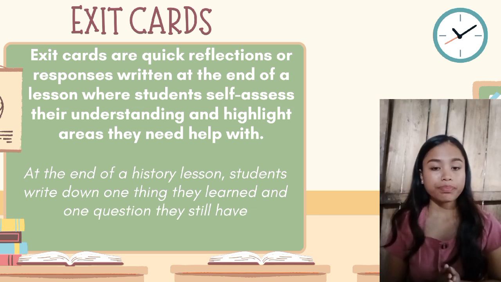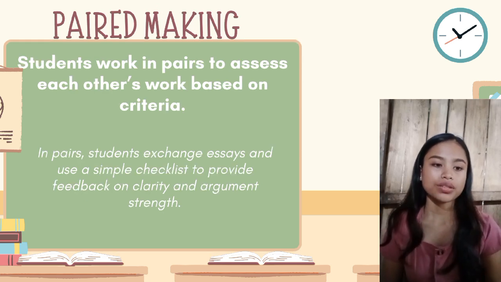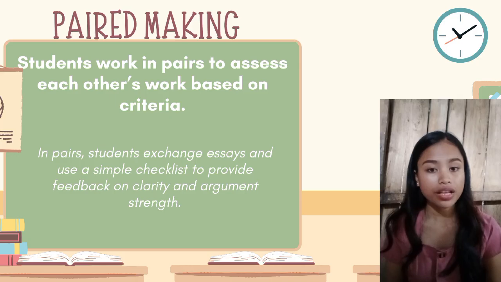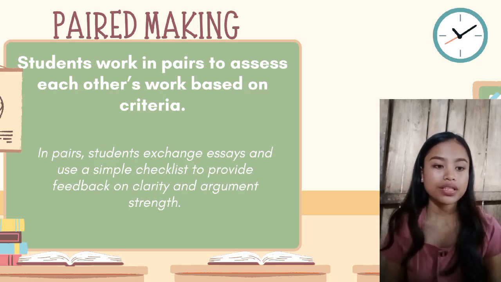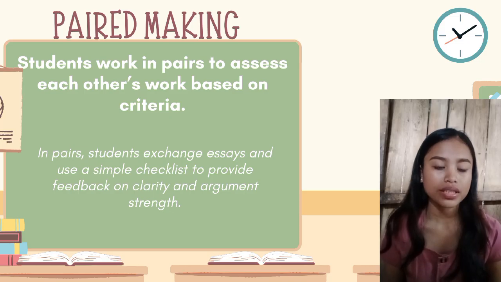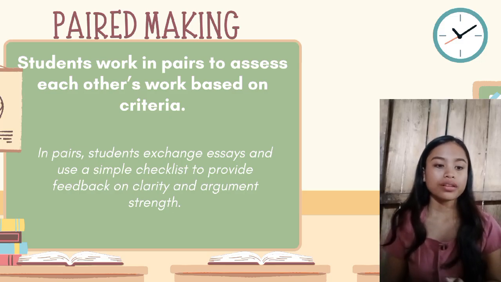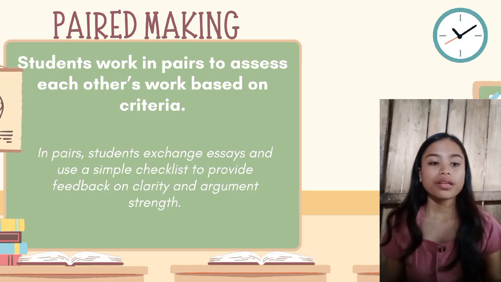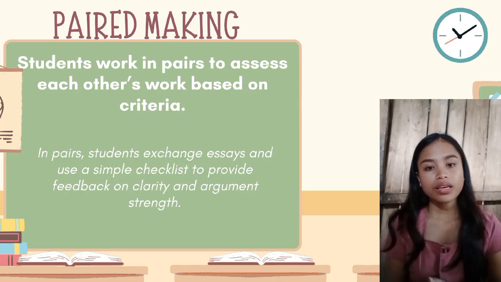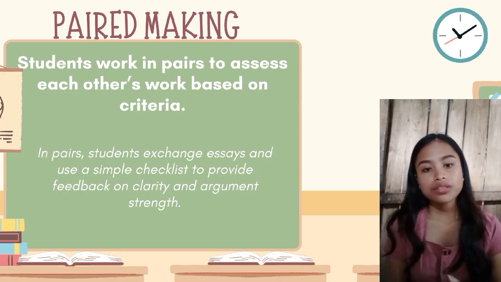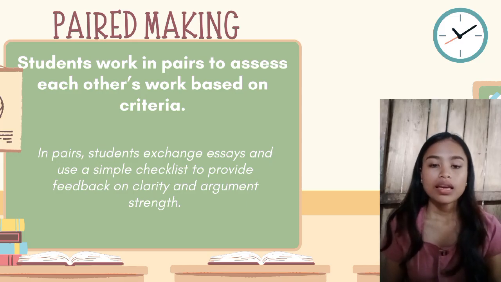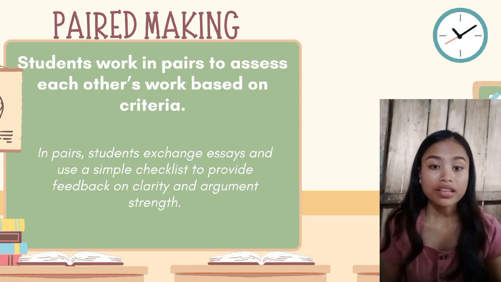The next tool is paired marking. In paired marking, students work in pairs to assess each other's work based on criteria. An example here is in pairs, students exchange essays and use a simple checklist to provide feedback on clarity and argument strength. So in paired marking, it's very important to know the advice of other people, because sometimes we can't notice our mistakes, but other people can.